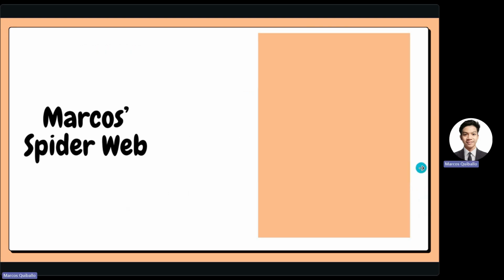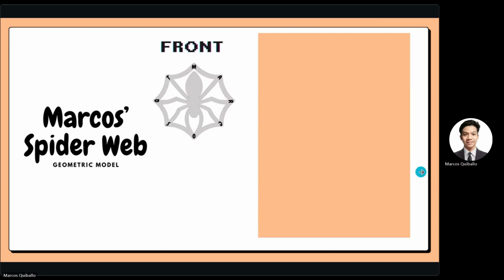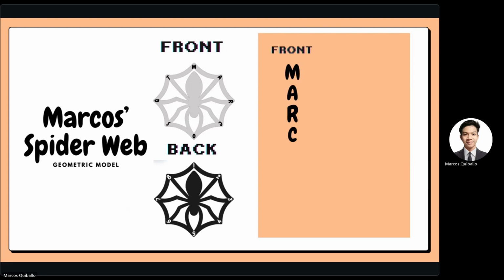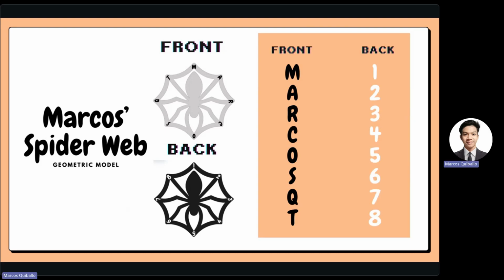Now, let us summarize the letters and the numbers which I use in my geometric model. In the front, the letters are M, A, R, C, O, S, Q, and T. In the back, the numbers are 1, 2, 3, 4, 5, 6, 7, and 8. They are related to each other: M in the front is on the top, and in the back, 1 is on the top.